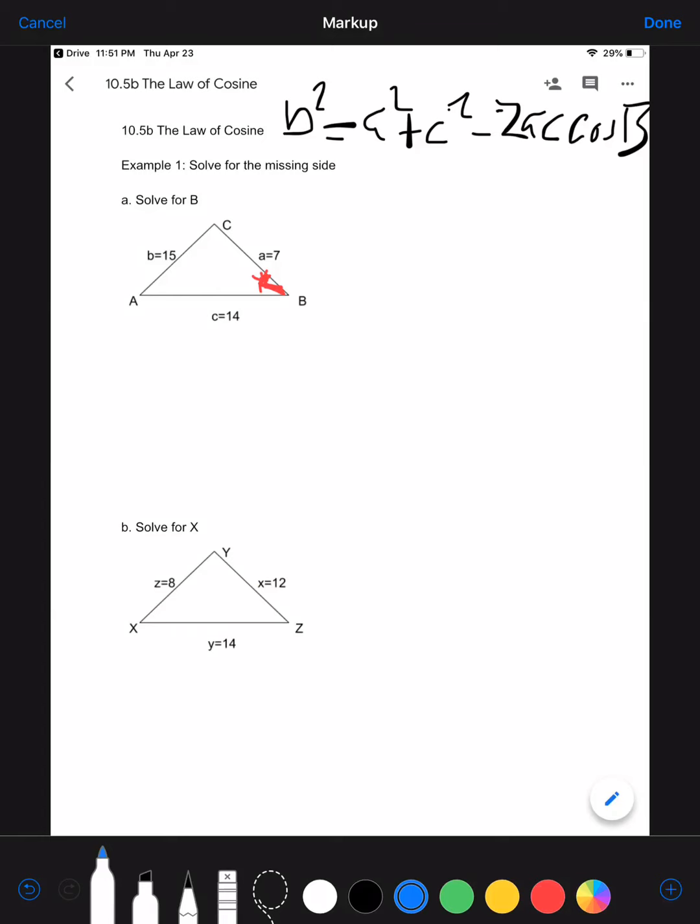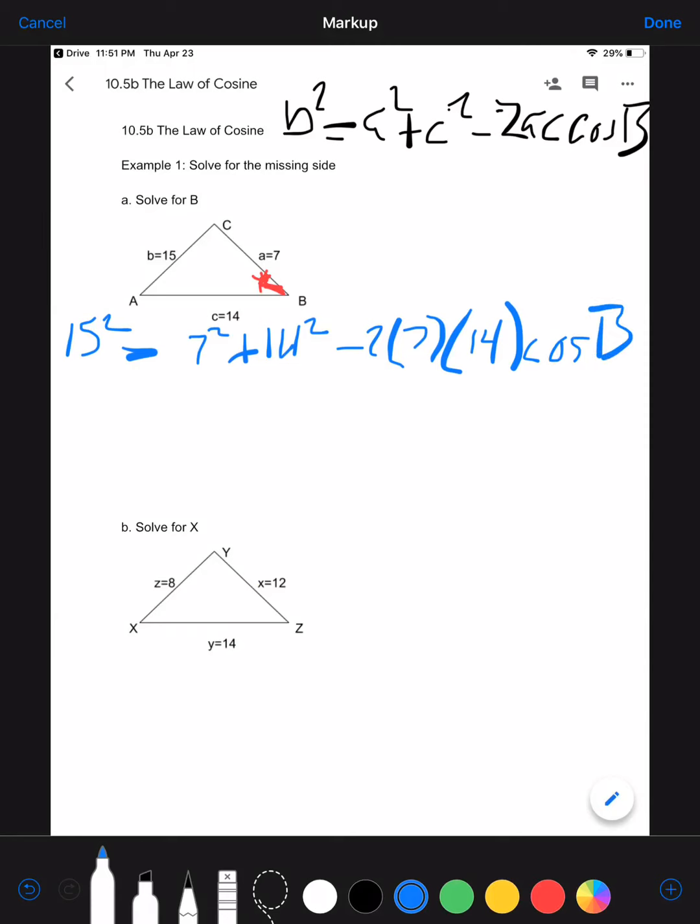So B squared in this case, so 15 squared equals, and then we're just going to plug in the rest of the numbers. So A squared, so 7 squared plus C squared, which is 14, minus 2 times A times C, and then cosine, and then we're going to leave B in there because that's what we're looking for. Okay, so this we actually have to do a few more steps than what we did yesterday.